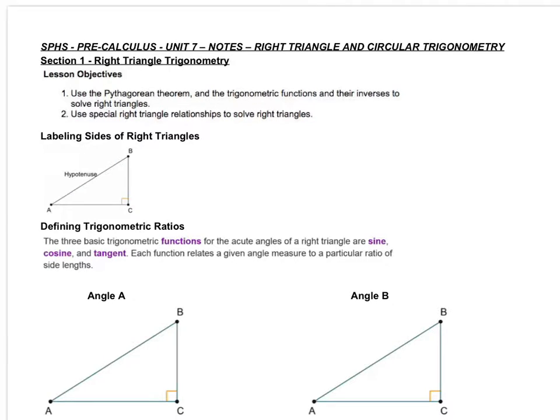Hello and welcome to a brand new unit in pre-calculus. This is Unit 7, and this is probably one of the more important units that we'll learn in this class. It is a unit about right triangle and circular trigonometry. We've done right triangle trigonometry, at least in geometry, maybe perhaps Algebra 2, but most likely just in geometry. So let's go ahead and get started.